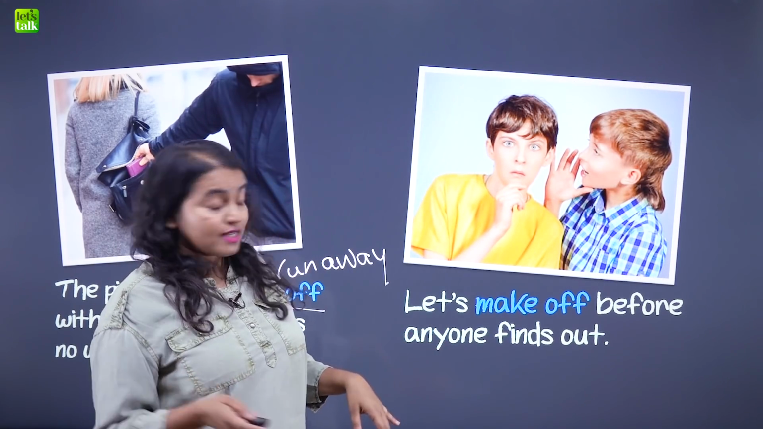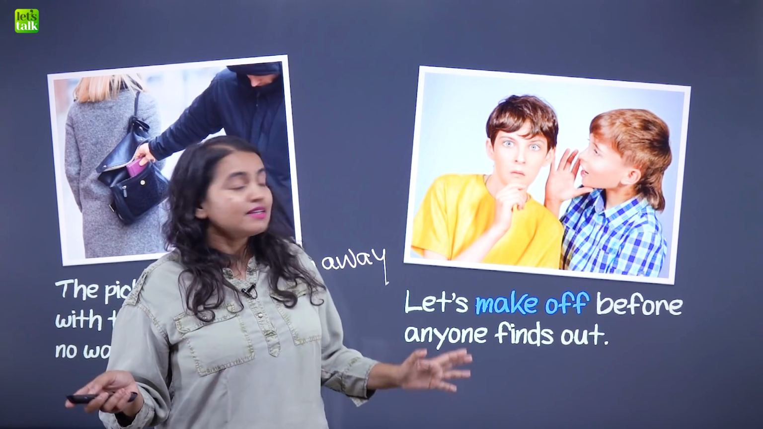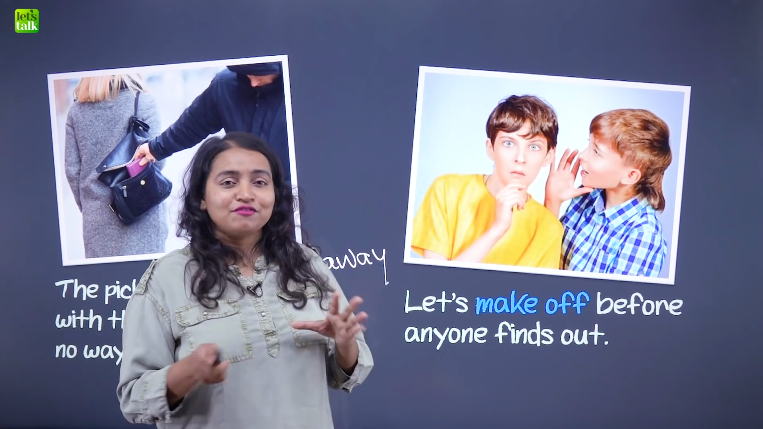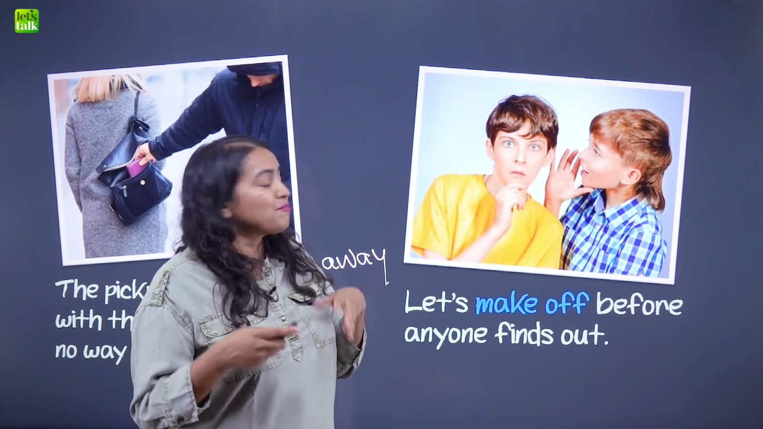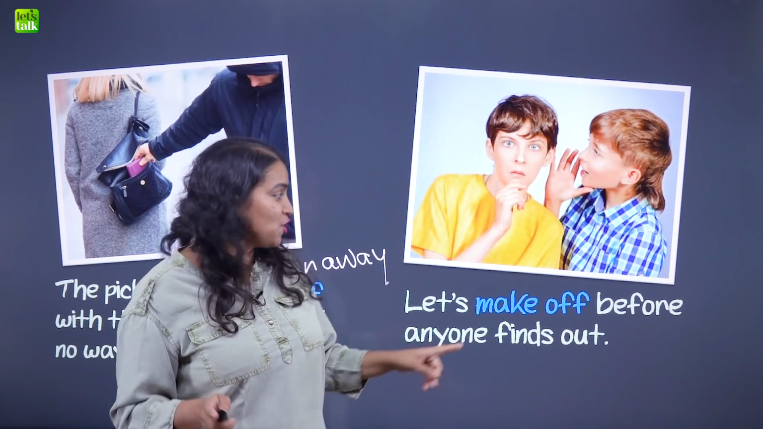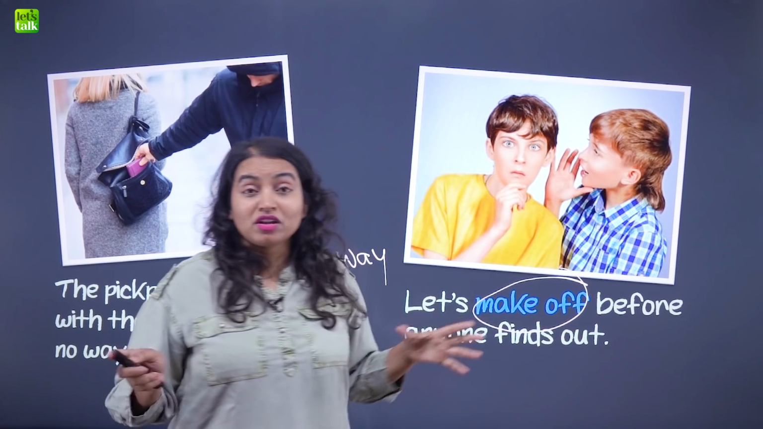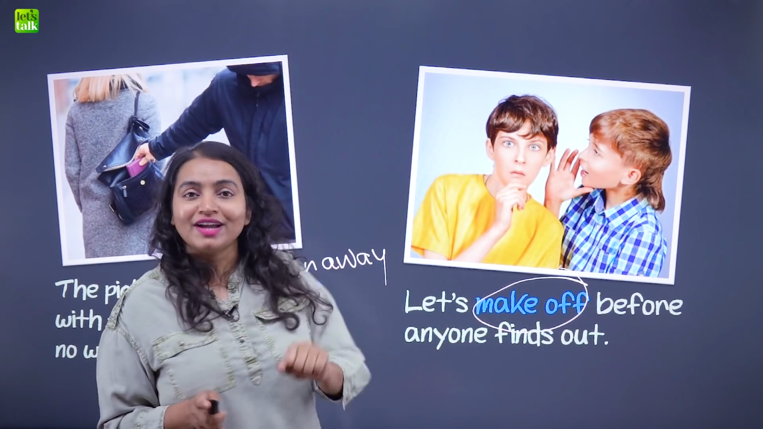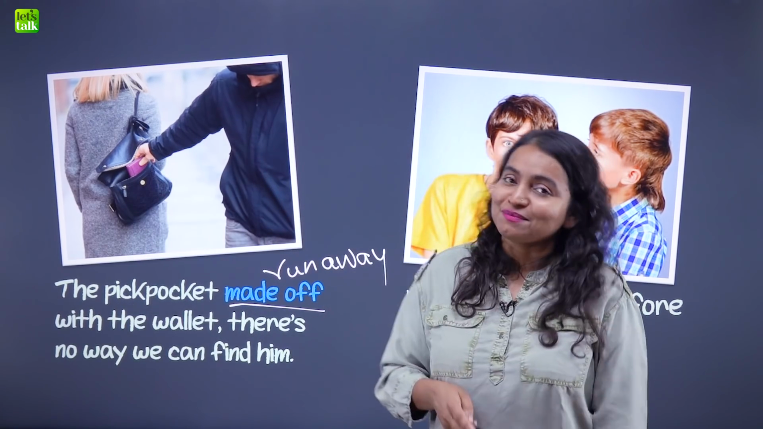And then you have another sentence which says, "Let's make off before anyone finds out." So I love this picture because these are two siblings, I guess, and they're kind of doing something very naughty here. They're possibly pranking someone, but they want to make sure no one finds out. So they want to make off. They want to run away. They want to hurry away before anyone finds out what they've been up to, which is not a very good thing that they've been up to.